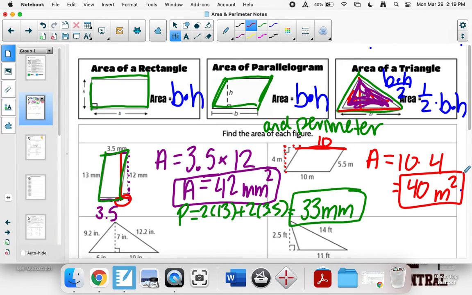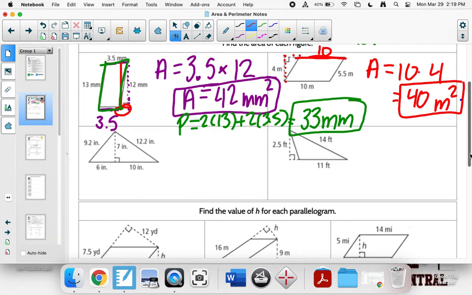Question on area of parallelograms? No. Okay, feeling good? Yeah. Perfect. Okay, then we have our triangles. Again, I like to use the 1/2 base times height. You can do base times height divided by 2, really doesn't matter.